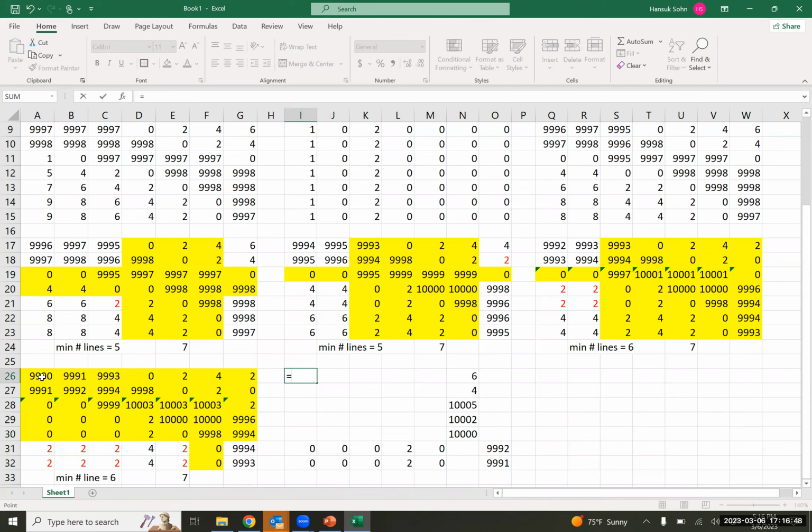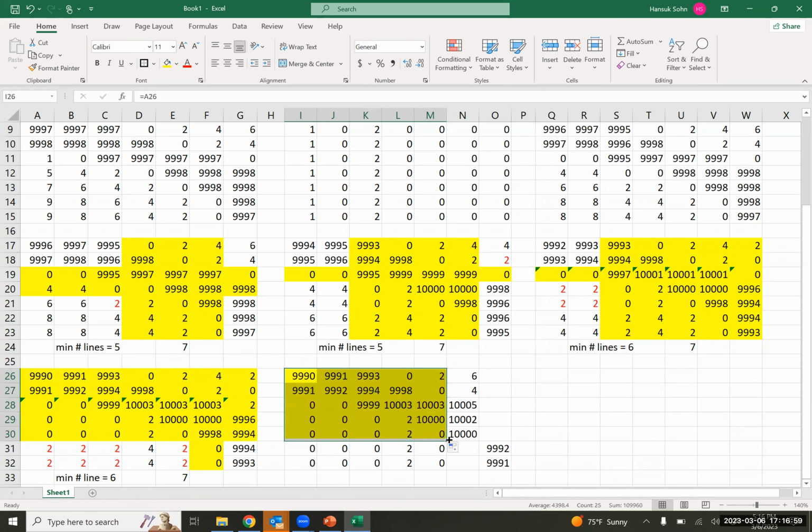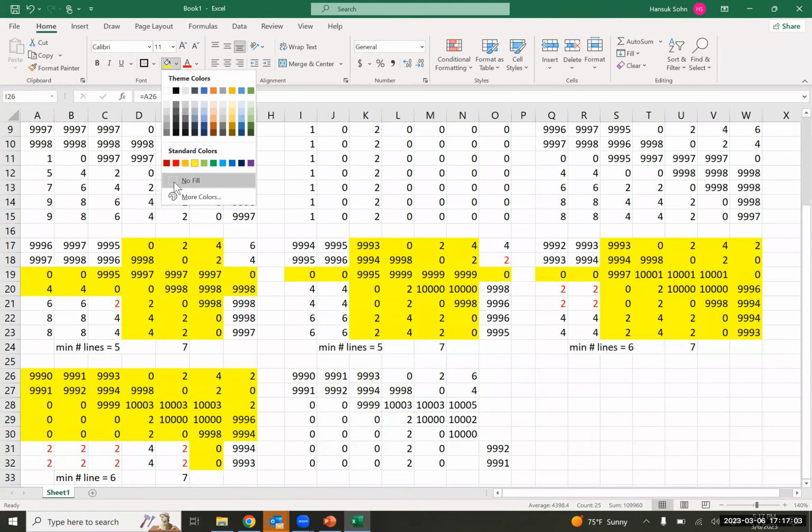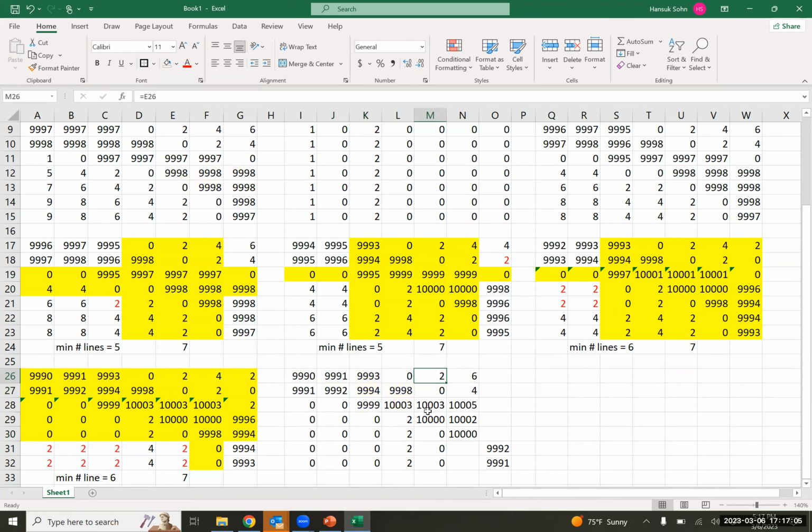So I'm going to copy from the previous matrix. Remove the color. Okay, and copy, paste, and copy and paste.